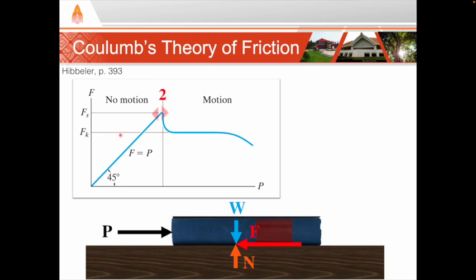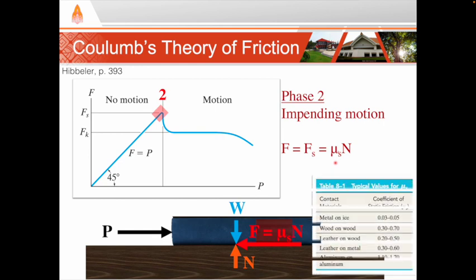This maximum is the second phase, which we call impending motion. The book still isn't moving, but if we increase the force just a little bit, it will start to slide. In this situation, the friction force is equal to the normal force times the static friction coefficient, or μs. The coefficient μs depends on the surface material.